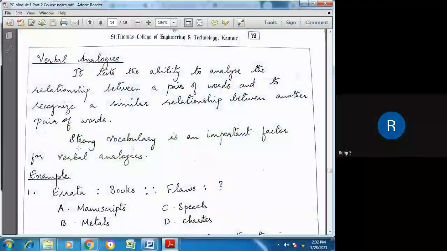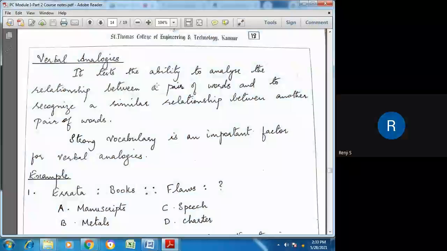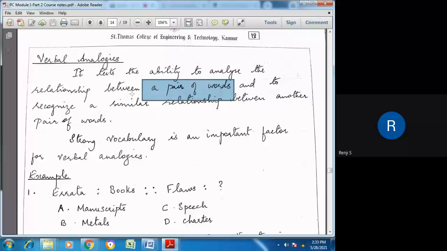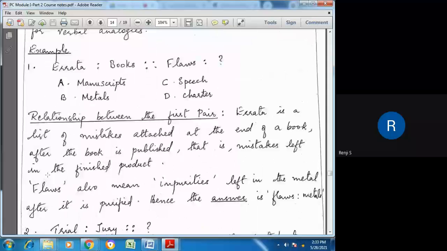So verbal analogies test the ability to analyze the relationship between pairs of words. It shows the relationship between a pair of words, and given a third word, you have to find a word that has the same relationship as the first pair given. Now, let us see some examples and you can understand it well.